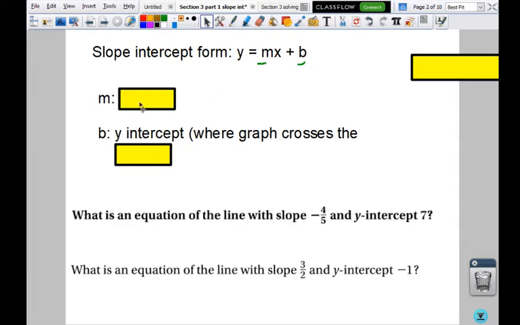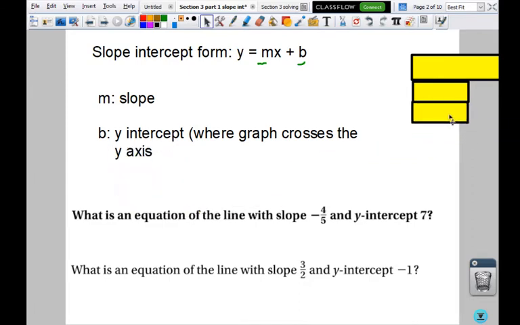So m is our slope. How much we change by each time is how we said it last chapter, and that's just our slope. So we found our slope before in our warm-up and in the last section we did. And then b is our y-intercept, which is where our graph crosses the y-axis.